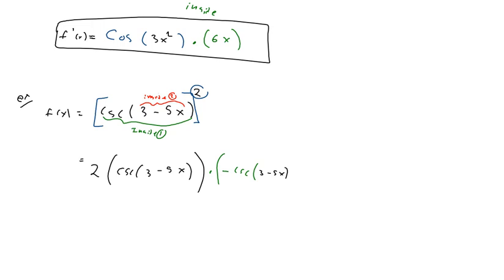And now, my last part, I multiply by the derivative of the inside part. What is the derivative of my 3 minus 5x part? What is the derivative of this, 3 minus 5x?